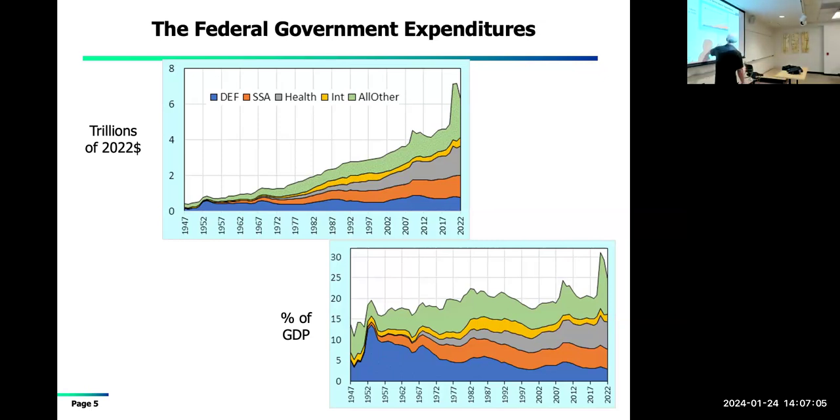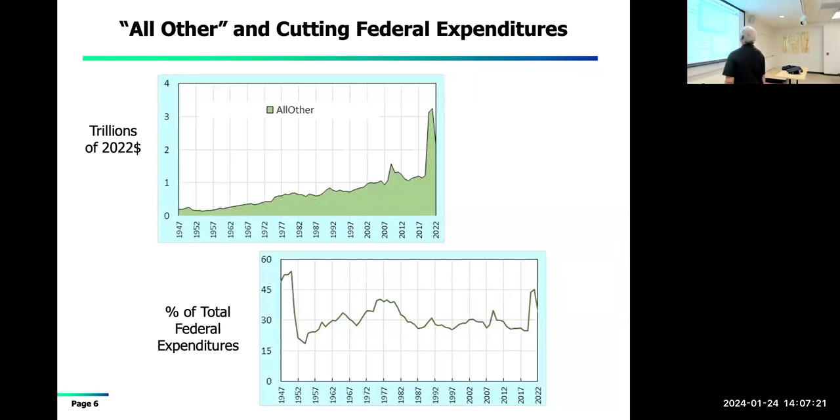is this is the end of World War II. This is the big increase during the pandemic, and there have been ebbs and flows, but by and large, government expenditures have been hovering around 20% of the economy. Okay, so look at the all other.